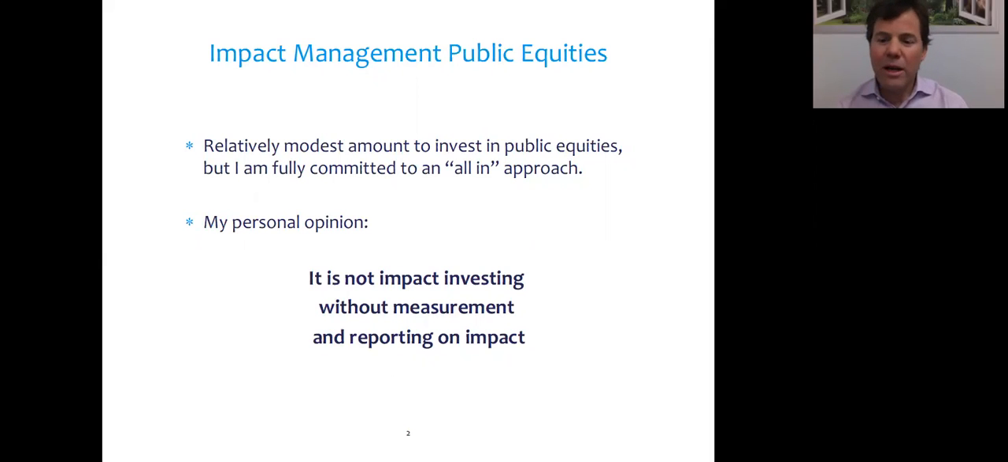And in the public equities, I have probably a relatively small amount of public equities, relative to what Adam was showing on his chart. I have a lot of my net worth still locked up in my business and in some real estate assets. But in the public equities realm, it has been very important to me that I be able to find investments in the public realm where the impact of the investment is being measured and is being reported on.